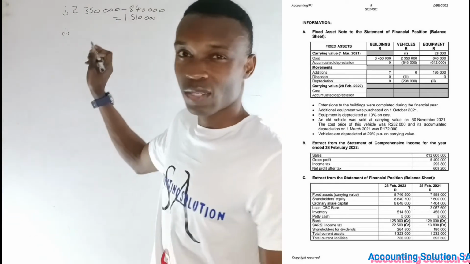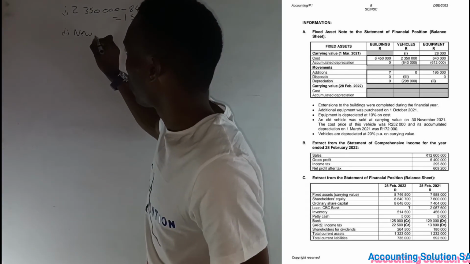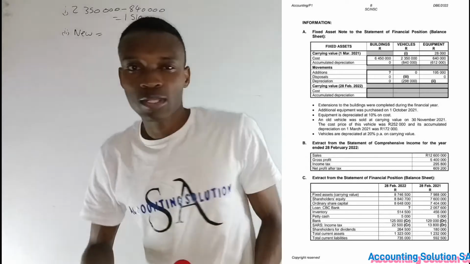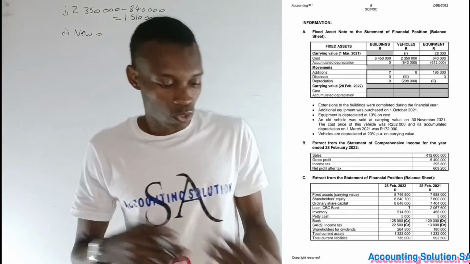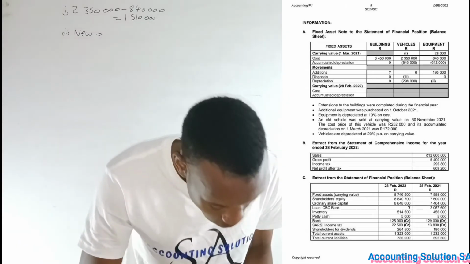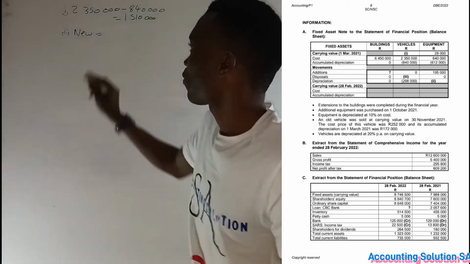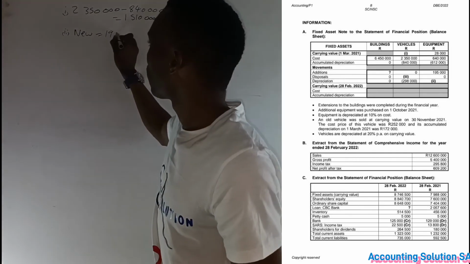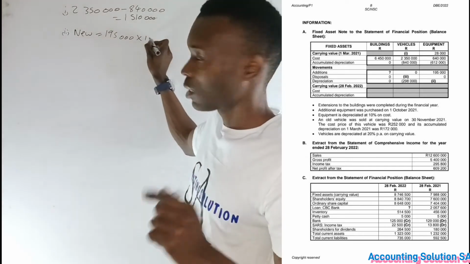Okay. Let's start with a new equipment. Let's calculate depreciation. Remember, they said 10% straight line method. Okay. A new one, we're gonna get the cost price under our table under additions. We have 195,000 multiplied by a 10% of rate.